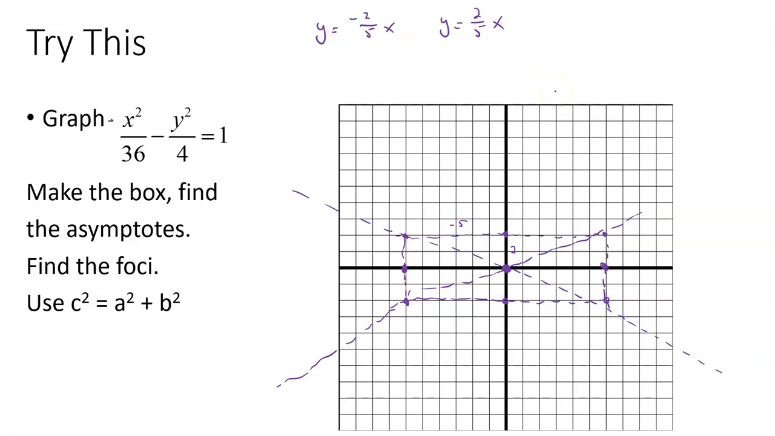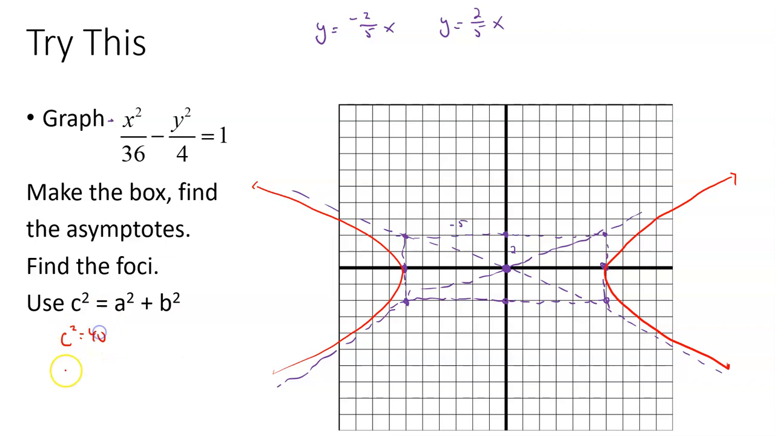If it's an x squared, that means that it opens left and right. And so when we go to draw this, we'll make it open left and right. Follow the asymptote down to the vertex, turn around, come down the other side. Come down, vertex, turn around. If you want the foci, add 36 plus 4, you'll get 40.